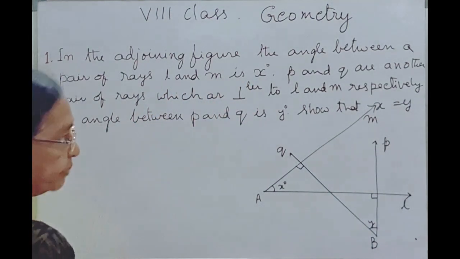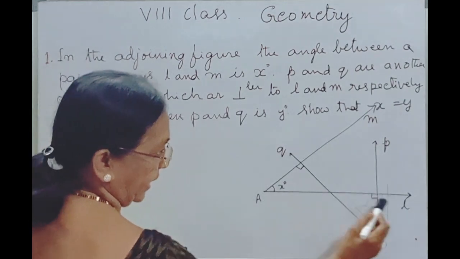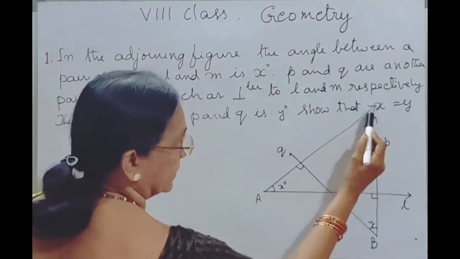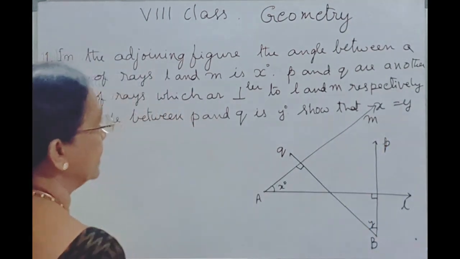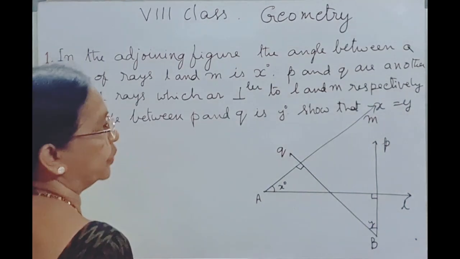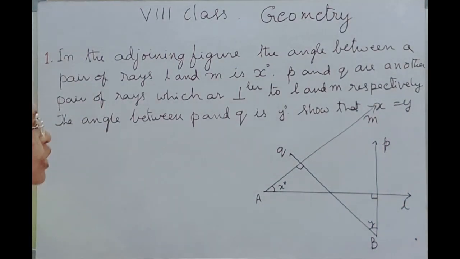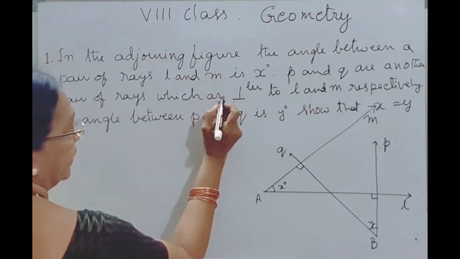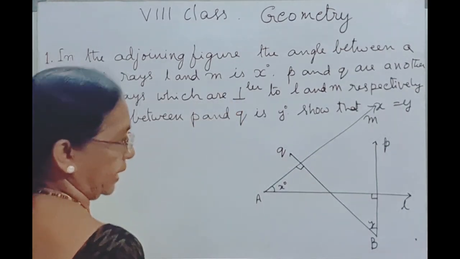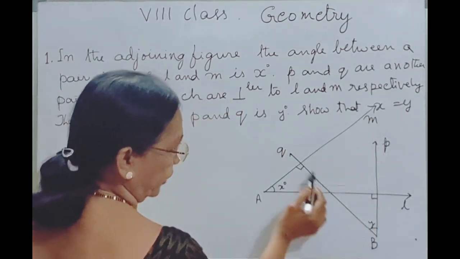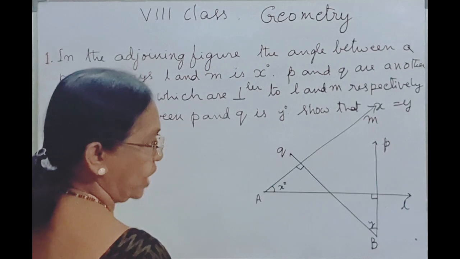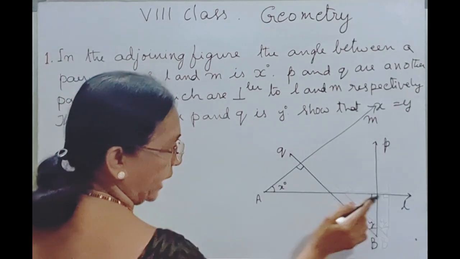The angle between the pair of rays L and M, this is L and this is M. The angle between them is x degrees. P and Q are another pair of rays which are perpendicular to L and M.